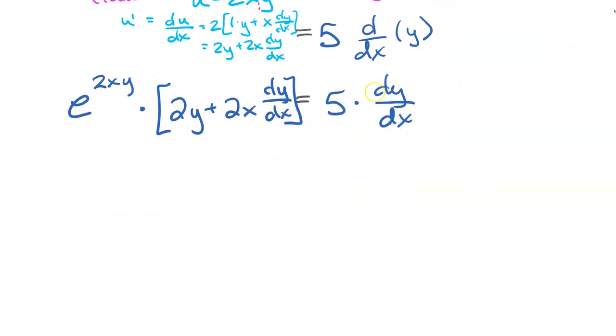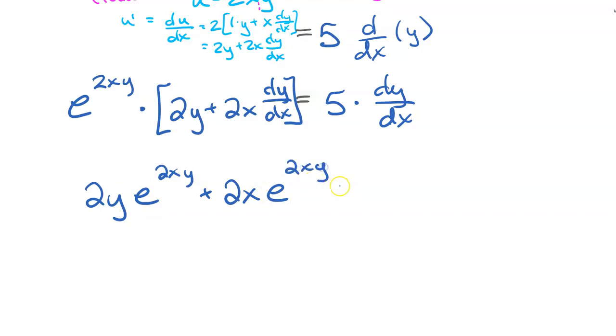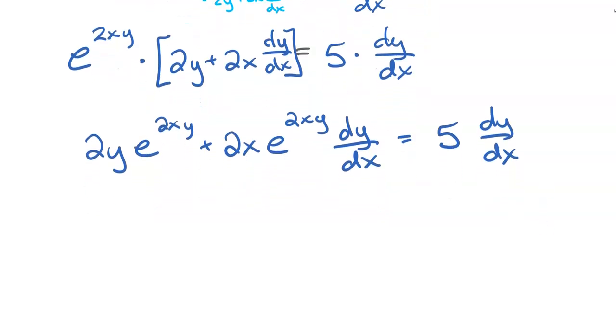Now that we have the derivative of each side, we want to solve for dy/dx. There's not much there on the right, but on the left, I can distribute that e^(2x). So 2y e^(2xy) plus 2x e^(2xy) dy/dx equals 5 dy/dx. And then every term that has dy/dx I want on the left. Every term that doesn't have dy/dx I want on the right.